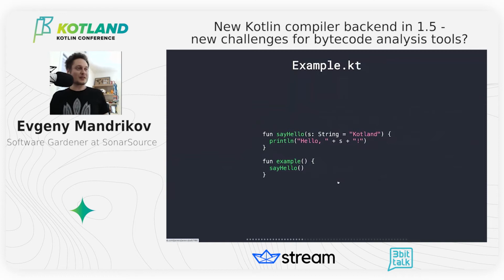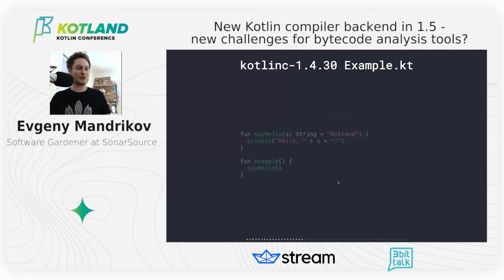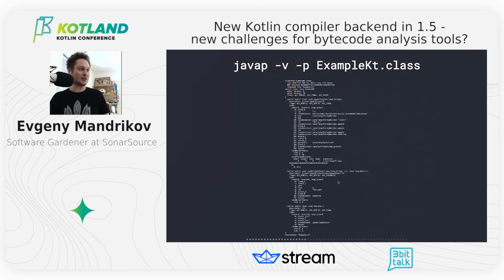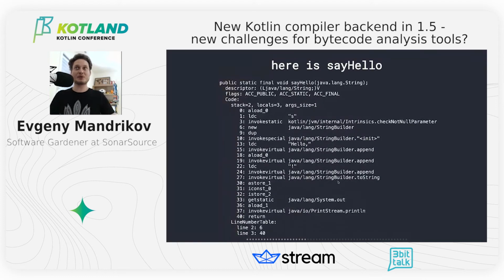One of those changes is around default parameters, default arguments. You know that in Kotlin, you can declare a parameter and it can have a default value. How does this compile? Let's see. Here is a default parameter. Let's do what we usually do. We're going to use Kotlin compiler version 1.4.30. We're going to compile this code. Then we're going to decompile it using javap -v -p. And here is what we're going to see.